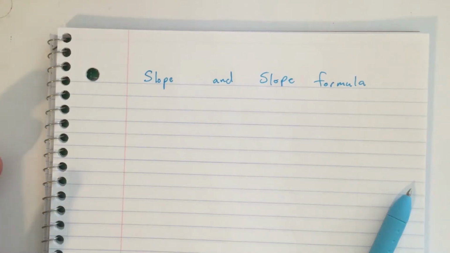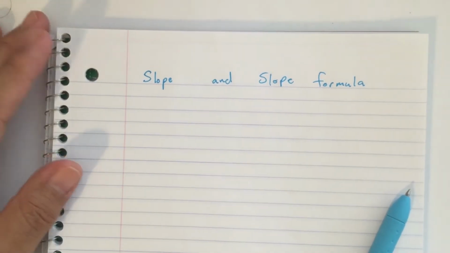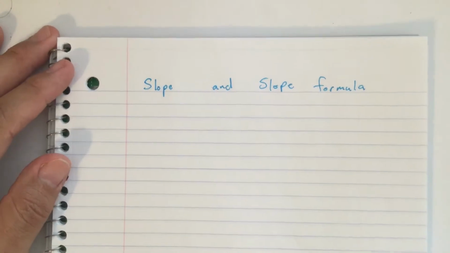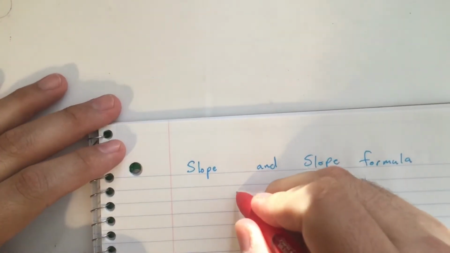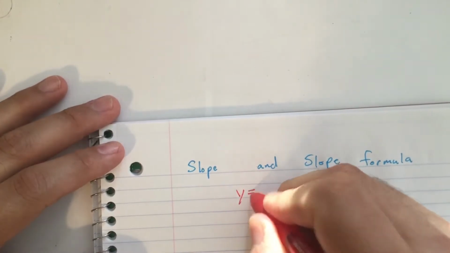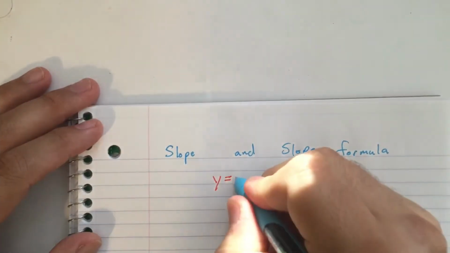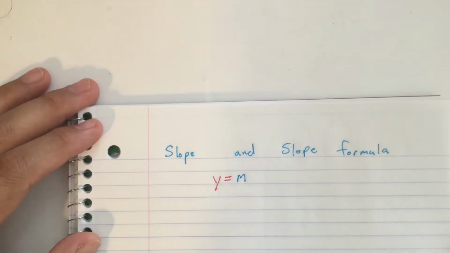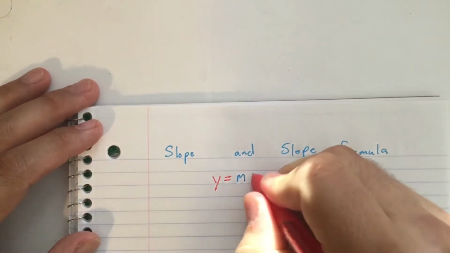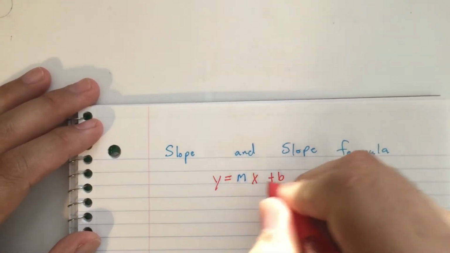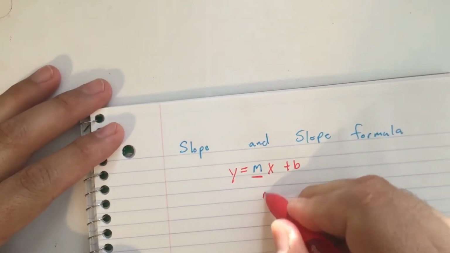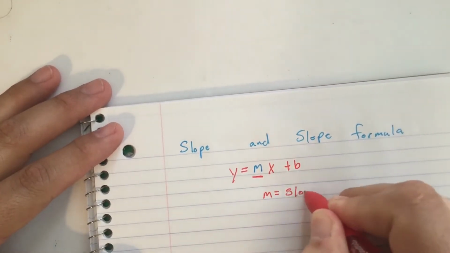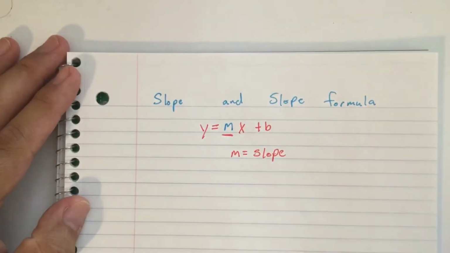So in today's quizzes, we're going to be talking about slope and the slope formula. Just a reminder that in slope-intercept form we have this equation: y equals mx plus b. Okay, you see that m? I put it in blue. M stands for slope. M equals slope, and there are several different ways that we can talk about slope.